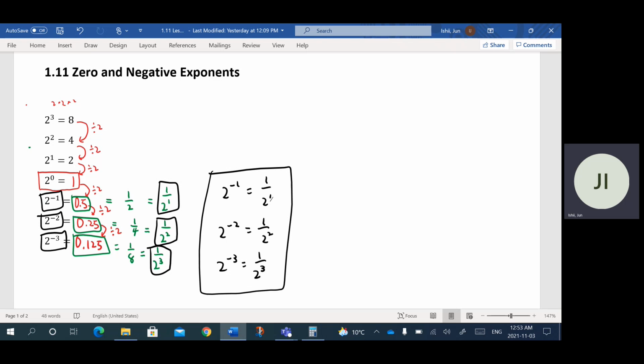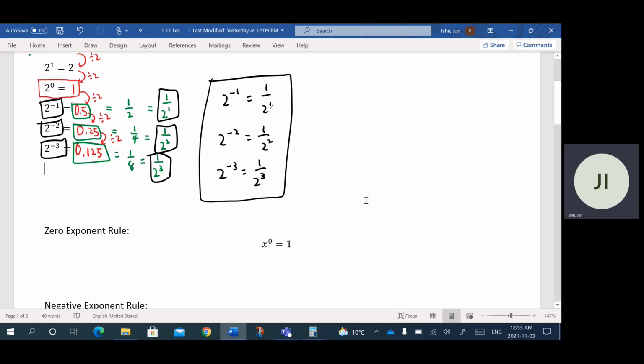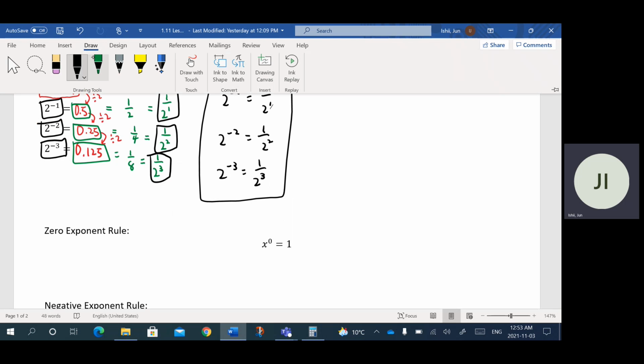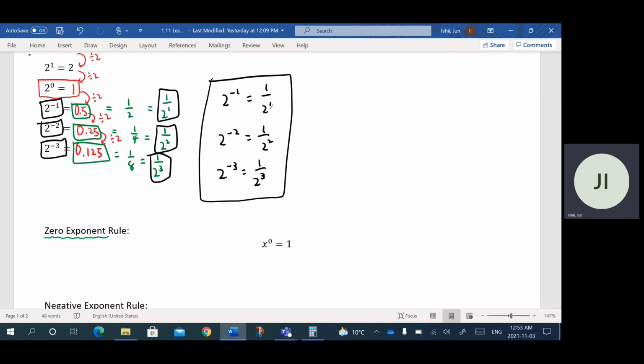So if I draw some conclusions from these patterns, the first rule is the zero exponent rule. Anything, and I just used x as a variable, but any number or any variable to the 0 power is always equal to 1, not 0. A very common mistake is to think x to the 0, or any number to the 0 power, is equal to 0. It's not. It's actually equal to 1. As we saw in this pattern, 2 to the 0 is 1, but this applies for all numbers.